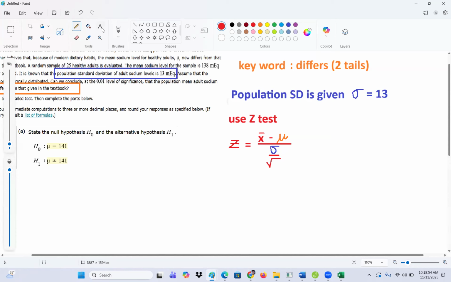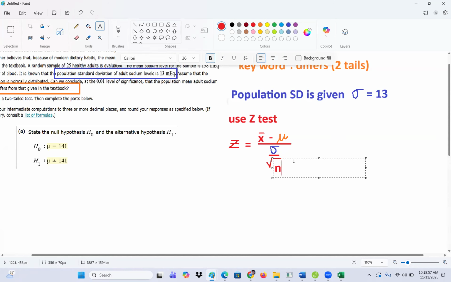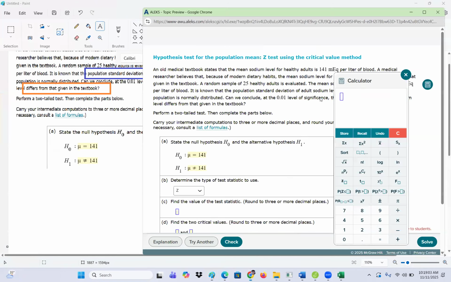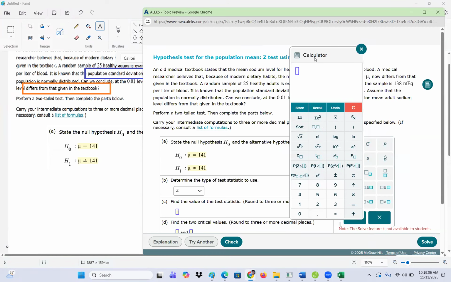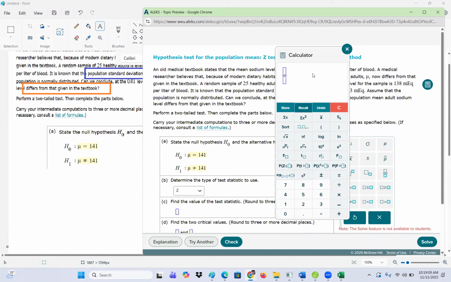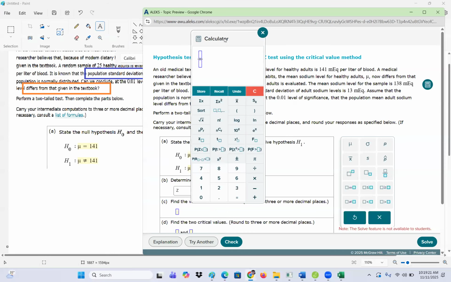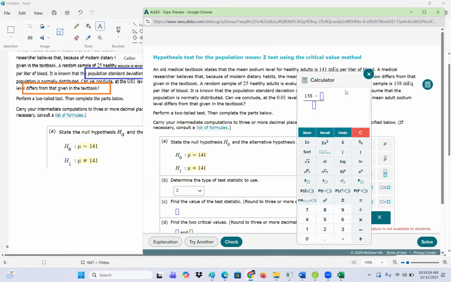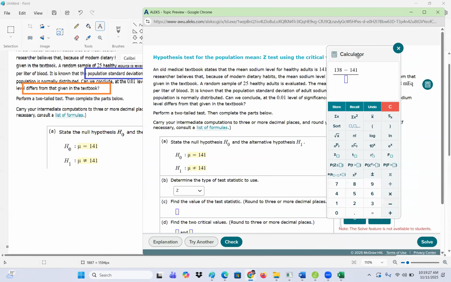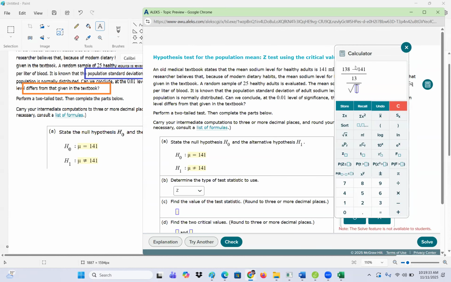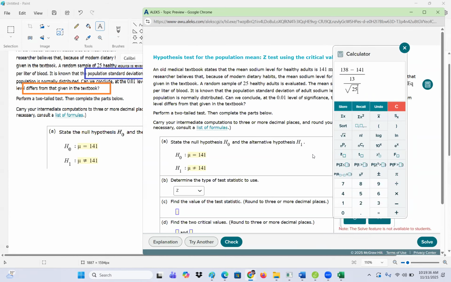All right, so we just have to plug that in and then compute it. We're going to divide first, and x bar is 138 minus 141, divided by the standard deviation, which is 13 over radical n, which is radical 25.